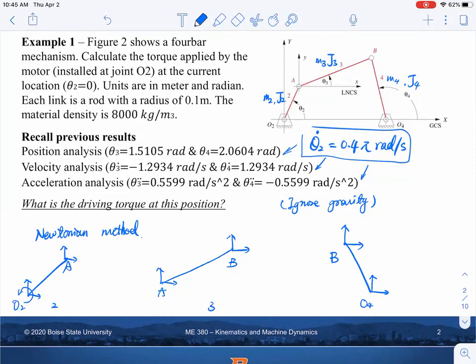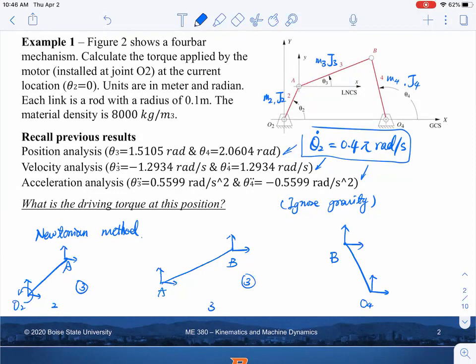So again, for each link, you're going to have 3 equations, right? 2 equations from linear motion, 1 equation from rotation. So 3 equations here, 3 equations there. If you compare these free body diagrams with the crank slider free body diagram, they're actually identical. So that means you can directly copy the first 3 equations from the previous lecture. So I'm not gonna go over that again. I'm gonna use link number 4 to refresh your memory.